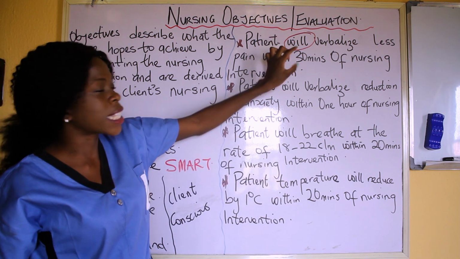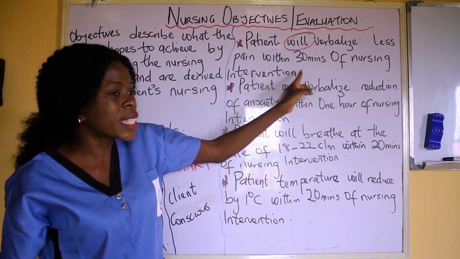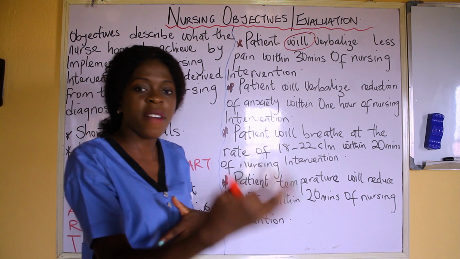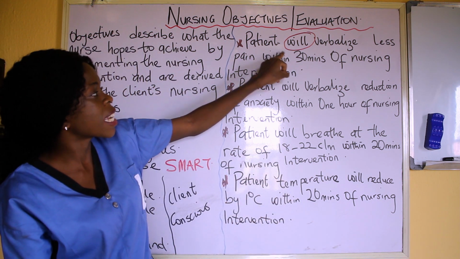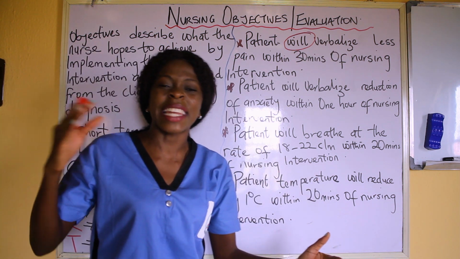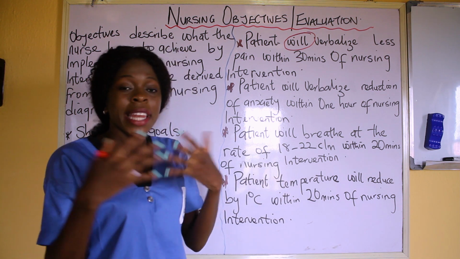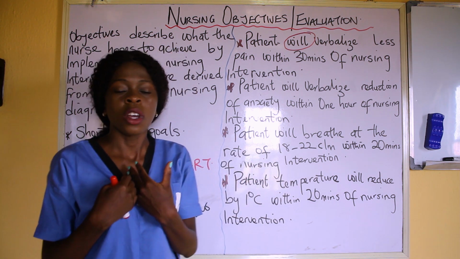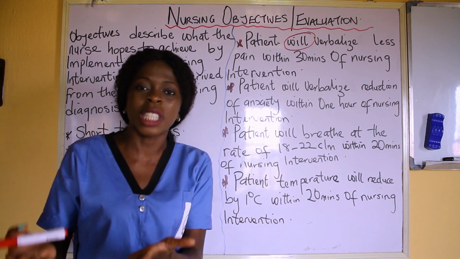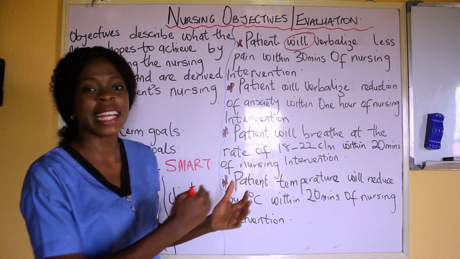When you are writing your objective it is: patient will verbalize less pain within 30 minutes of nursing intervention. But when you are writing your evaluation, it's going to be patient verbalized, because it's now past. That's why I say objective and evaluation go hand in hand. For example, how I normally write my care plan, when I'm not in a clinical setting, when I write my objective, I write my evaluation immediately, because they're more or less similar.